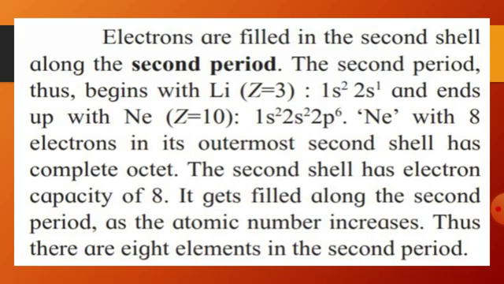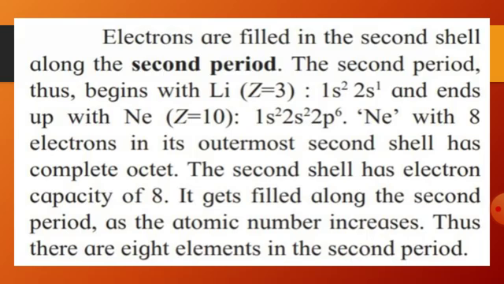The second period begins with lithium, whose atomic number is 3, and ends with neon, whose atomic number is 10. Here, neon with 8 electrons in its outermost shell has a complete octet. The first element of the period is lithium, and the last element is neon. Neon contains 8 electrons in its outermost shell and has a complete octet.